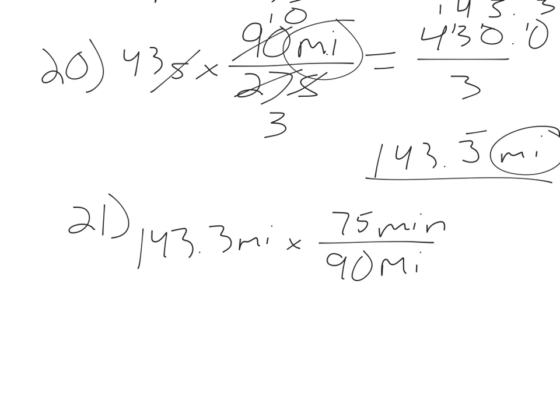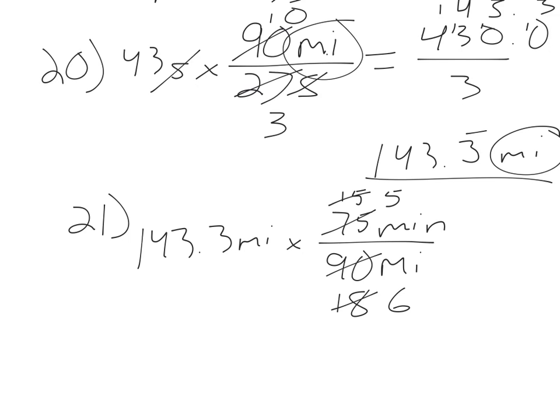And I should be able to reduce this as well. It looks like 5 goes into both, so 5 goes into the top 15 times, 5 goes into the bottom 18 times. Oh, I could even go more. It looks like 15 would have gone into both. Okay. So 3 goes into 15 5 times, 3 goes into 18 6 times. So 5 over 6. Okay. So 5 over 6 times 143.3 repeated.